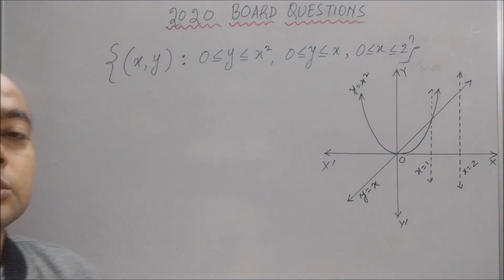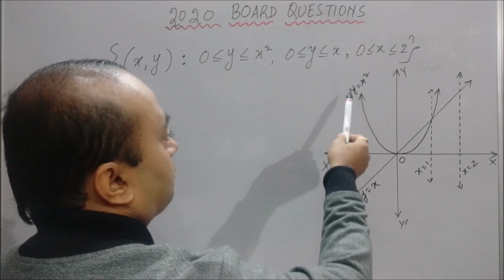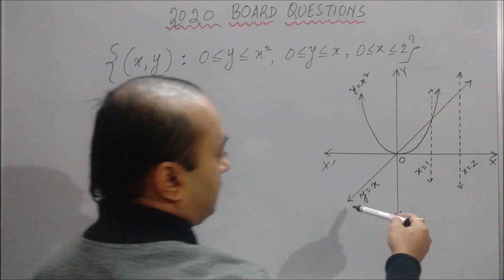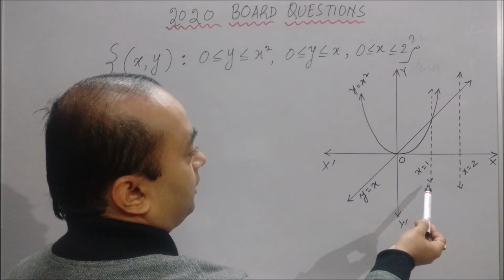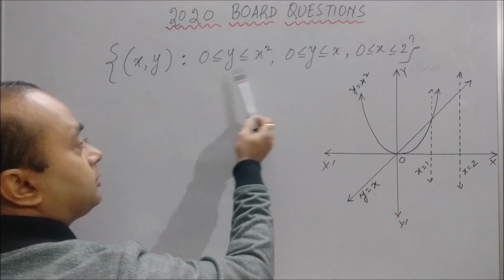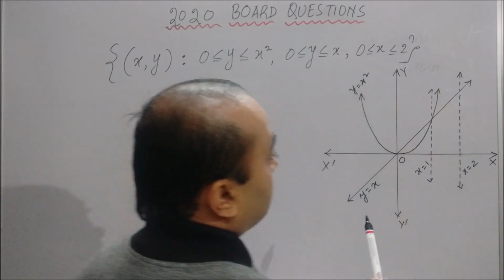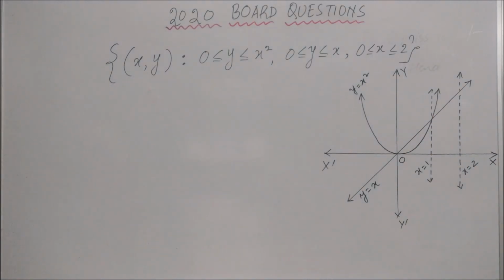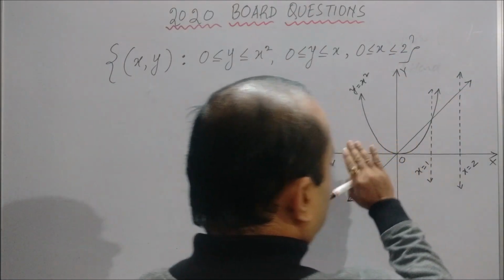So the diagram is ready, okay? This is our y equal to x square, this is the line, your familiar line y equal to x, ordinate x equal to 1, because it is the point of intersection of these two, and x equal to 2, it is given to us. Now the region, how to identify the region? So x is less than 2, so on the left side.